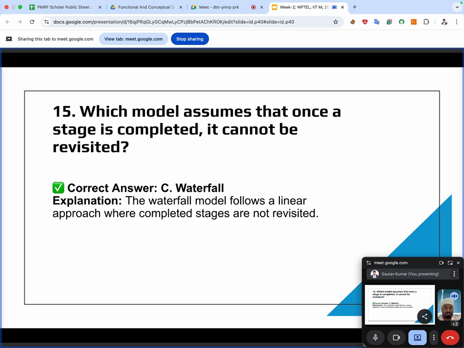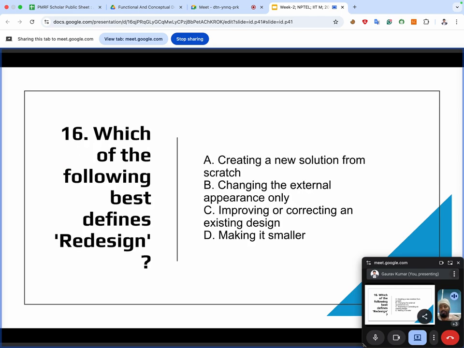So moving to the next question. Question number 16. Can you answer it? Question number 16. Which of the following best defines redesign? Creating a new solution from scratch, changing the external appearance only, improving or correcting an existing design, making it smaller. Option C. Okay, C. Right, both of you are answering option C.